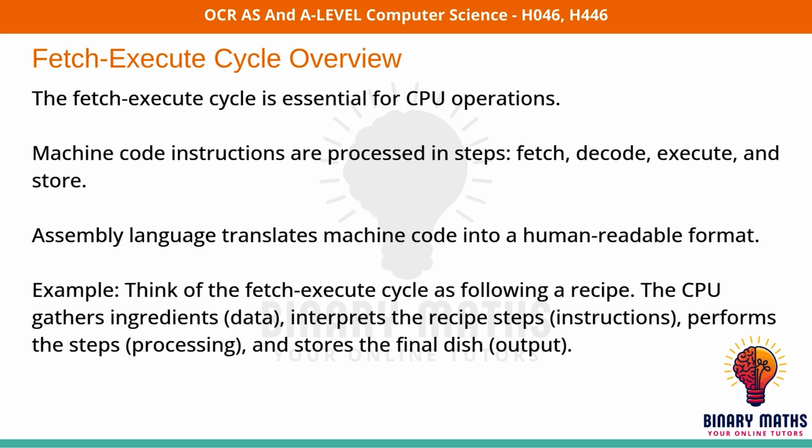Think of it like following a recipe. The CPU gathers the ingredients, which can be considered the data, interprets the recipe steps, which can be considered the instructions, performs the steps, which can be considered processing, and finally stores the finished dish, which can be considered the output. Assembly language translates these machine code instructions into a format that's easier for humans to read and understand. This cycle is repeated continuously, allowing the CPU to process complex tasks efficiently.